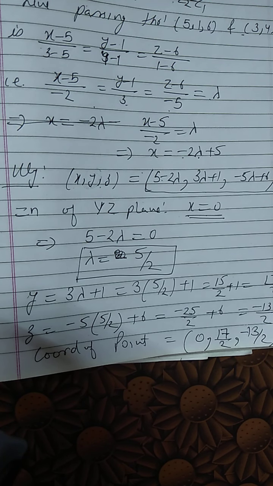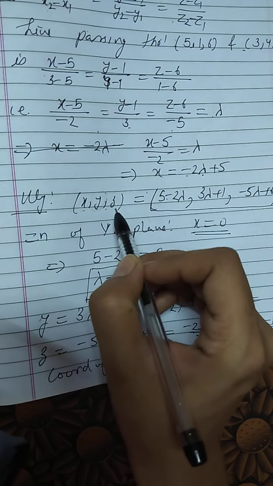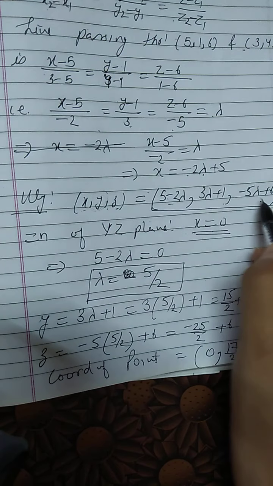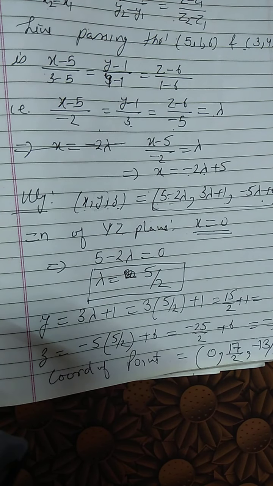Sum number 12. Find the coordinates of the point where the line passing through these 2 points crosses the plane. Whatever point you get in terms of lambda, the same way you will get the coordinates of x, y, z in terms of lambda, and this point we will substitute in the given plane, and you will get the value of lambda.